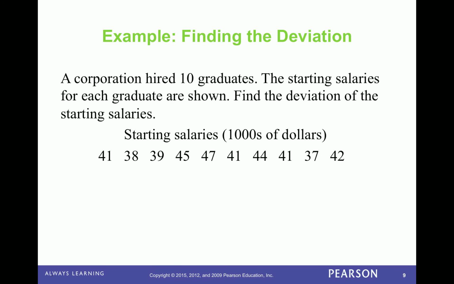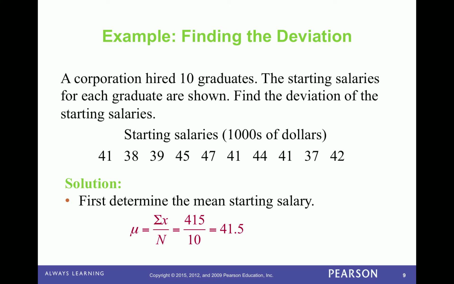Alright, the corporation hired 10 graduates. The starting salaries of each graduate are shown. Find the deviation in starting salaries. Starting salaries are in thousands. Determine the mean starting salary. Let's say this is the population. We're assuming this data represents the population. We add them all up. There's 10 of them. We divide by 10, so mu is 41.5.